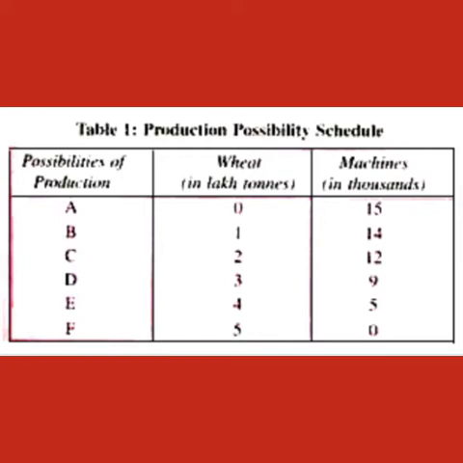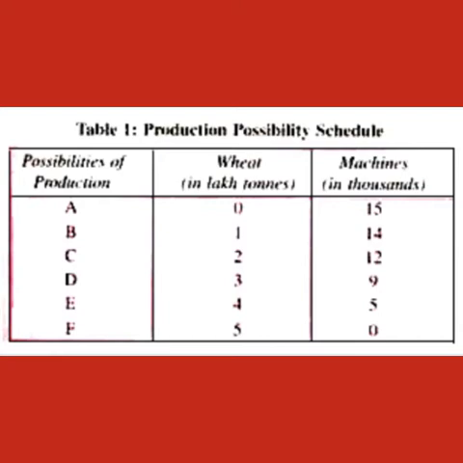So children, this is an economy which can produce two commodities, wheat and machines, using its resources, and this table gives some combinations of the wheat and the machines that the economy can produce when its resources are fully utilized. Here, if all the resources are used in the production of machines, we cannot produce wheat at all. Here we can see the machines is 15 and the wheat is 0.